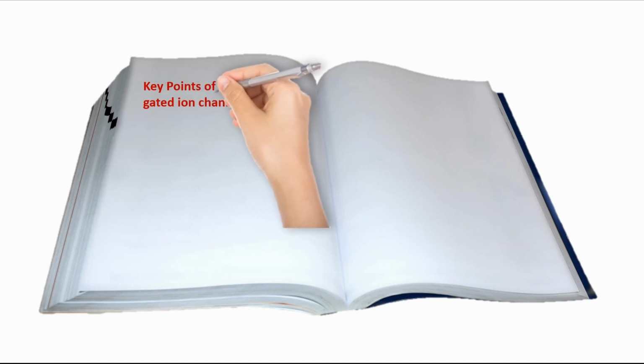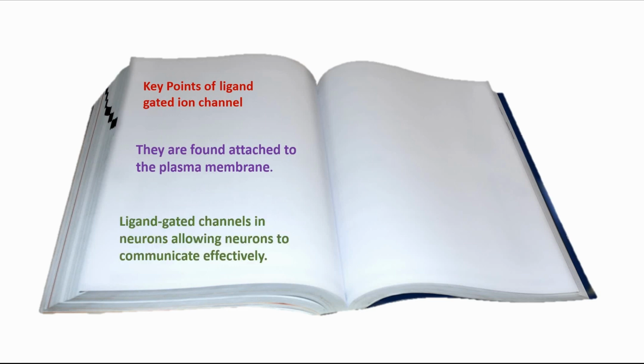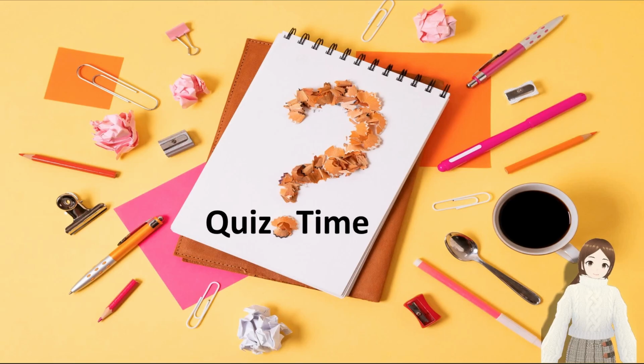Key points of ligand-gated ion channels. They are found attached to the plasma membrane. Ligand-gated channels in neurons allow neurons to communicate effectively. They play a role in signal transmission in physiological and pathophysiological processes.